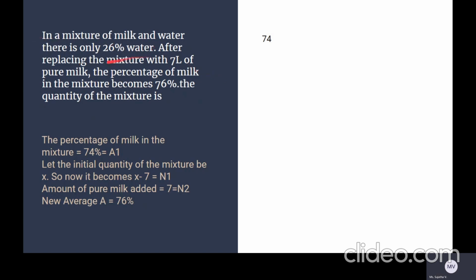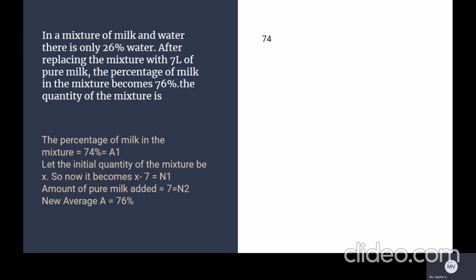Now, what does this statement exactly mean? After replacing the mixture with 7 liters of pure milk, what does it exactly mean? It means that you're taking out 7 liters of the mixture and then adding pure milk to it, right? So, we have taken out 7 liters from this mixture. Okay, maybe it was X liters before.